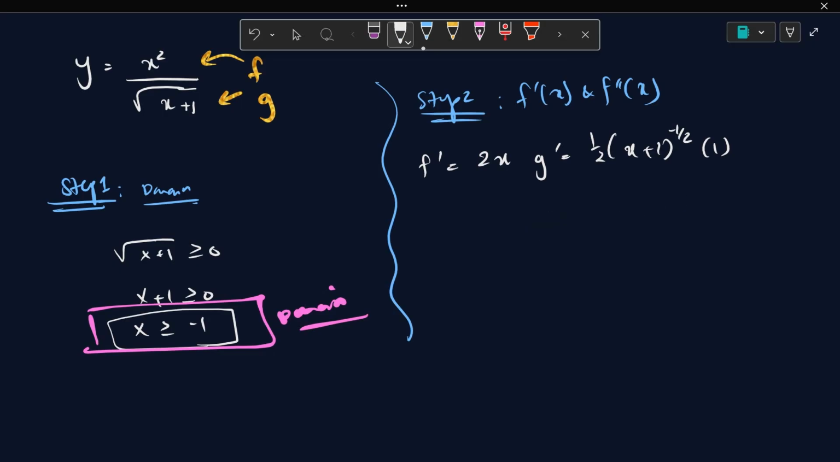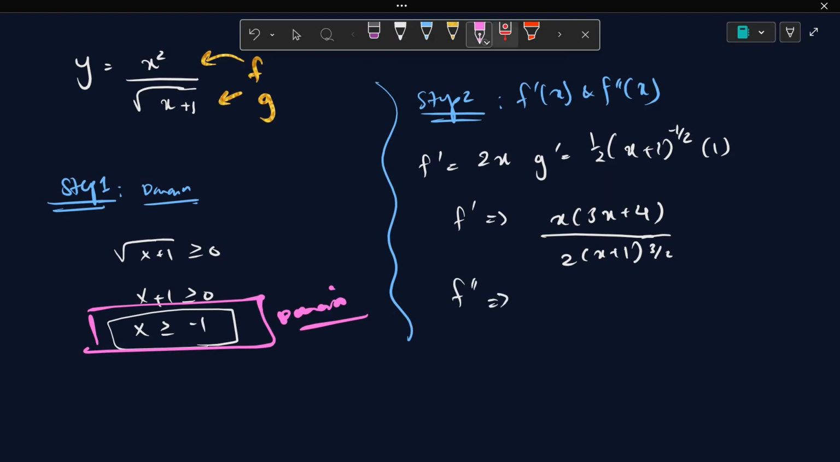Now I just go ahead and use the quotient rule to solve this. If I use the quotient rule, f prime times g minus g prime times f, over g squared, I plug in my f and g, and the final answer I end up with is x times (3x plus 4) over (x plus 1) to the power of 3 over 2. I basically solved a lot of problems like this in my derivative video. So if you wanna figure out how I solved this, make sure to check out my derivative videos for that.